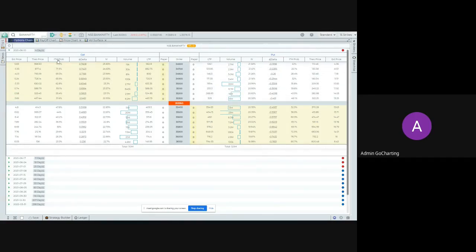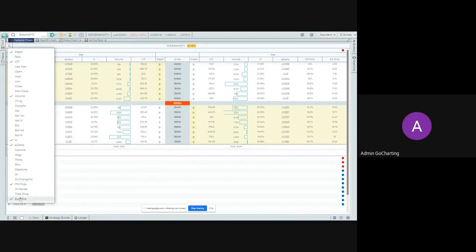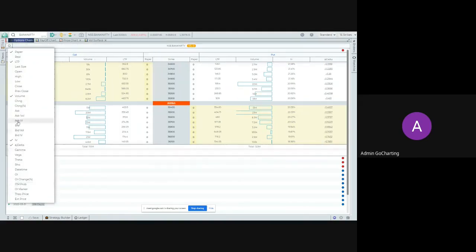And then ITM probability is basically the probability that this particular option contract will be in the money. Obviously, the ones which are shaded yellow will have a higher percentage compared to the ones which are in white. So that brings us to the end of some of the important fields we are talking about.